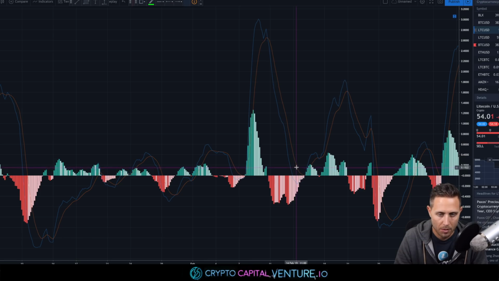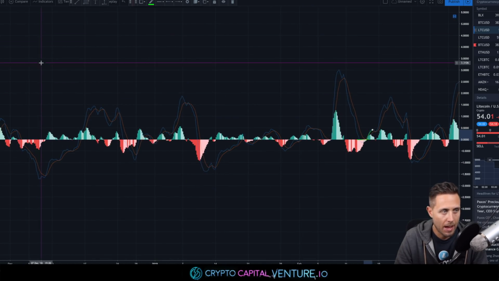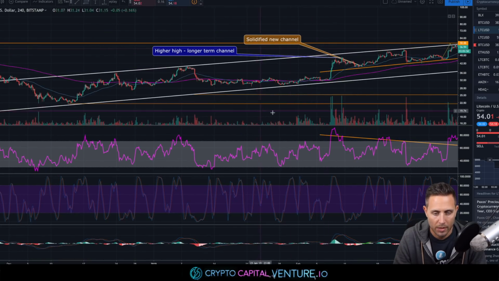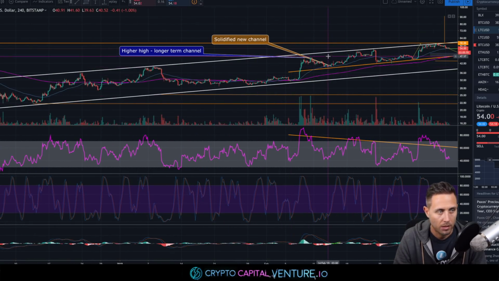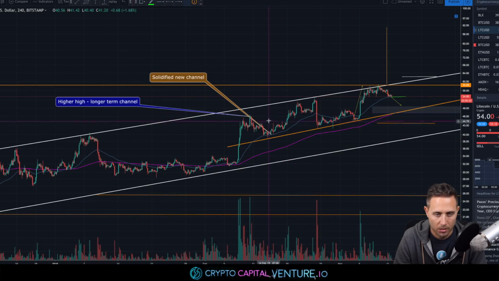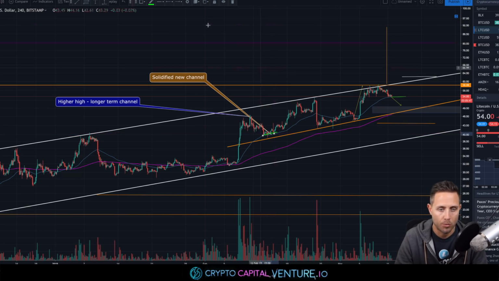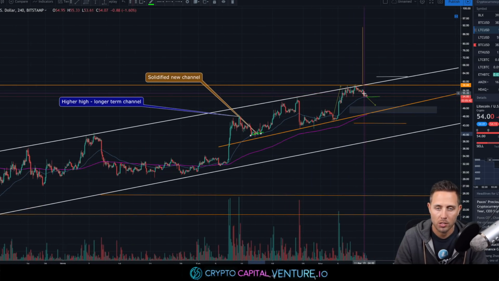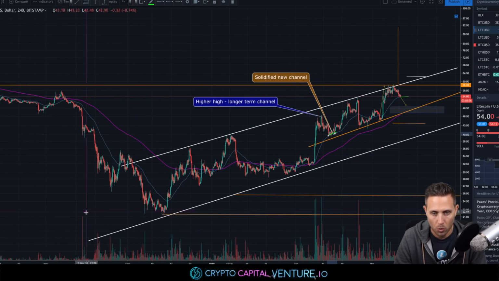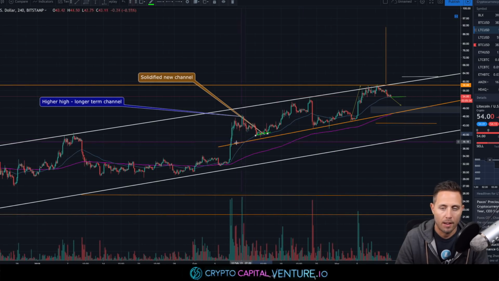But what happened was we had a pivot right around the 0 on the histogram, and the MACD crossed back above the signal line. And when that happened, right around here, and let me mark this on the chart, Litecoin on the 4 hour was seeing support at the 50 EMA on the 4 hour. And this solidified the new channel, this small time frame channel compared to this longer channel in white you see here. This solidified this shorter term channel for Litecoin.